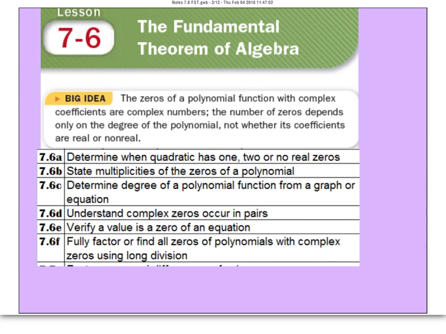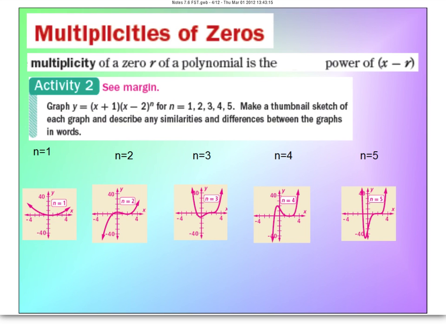So let's look at learning objective B, and we're going to state the multiplicity of various zeros of a polynomial. On this slide, what they're doing is they're taking the equation of this graph right here, and they're just changing it and looking at when n is different values. They're going to go in here and change this exponent to 1, 2, 3, 4, or 5. So let me just show you on this first one.